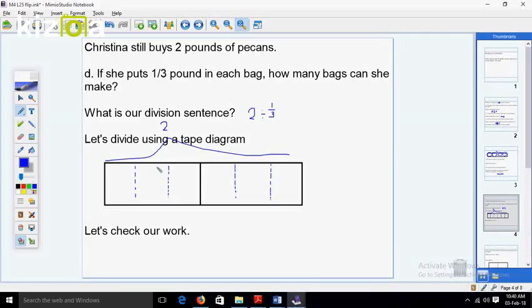Now we can easily see how many bags she can make. Here's 1 bag, 2, 3, 4, 5, 6. So she can make 6 bags.